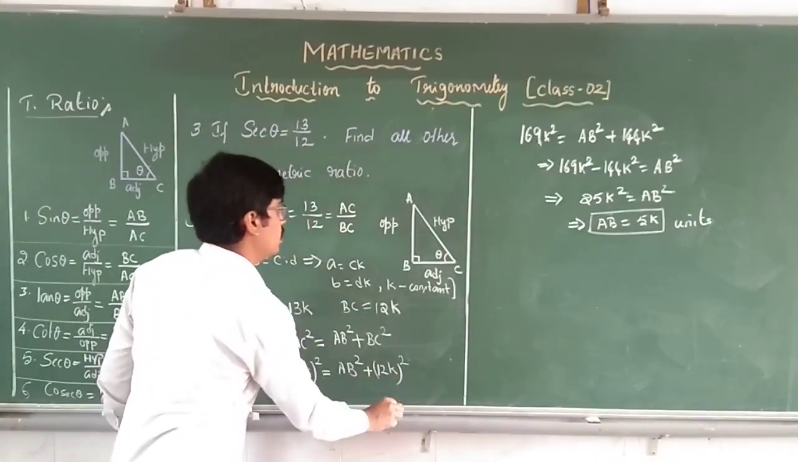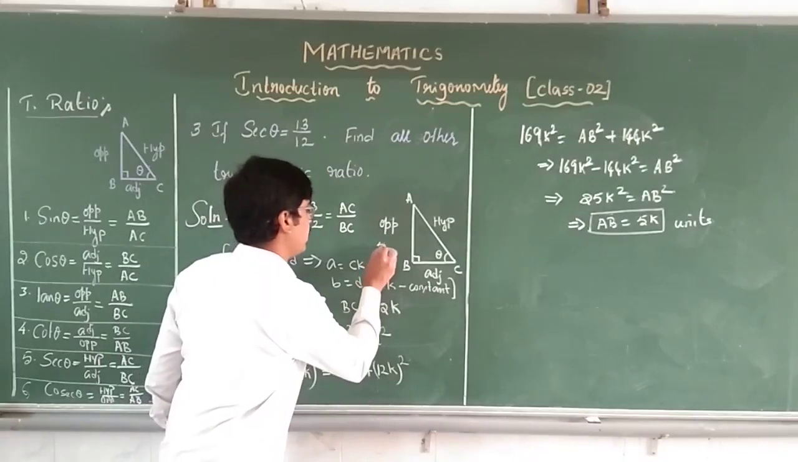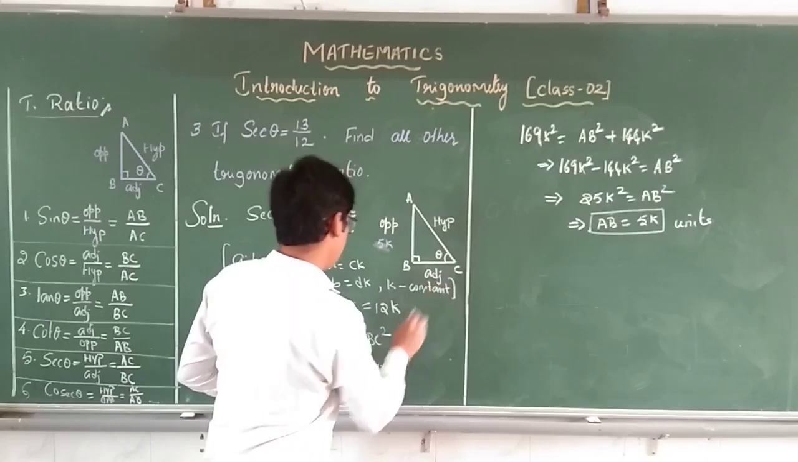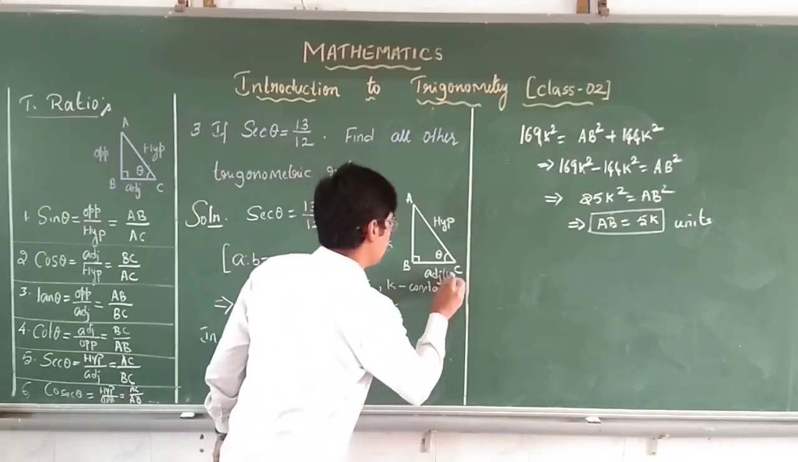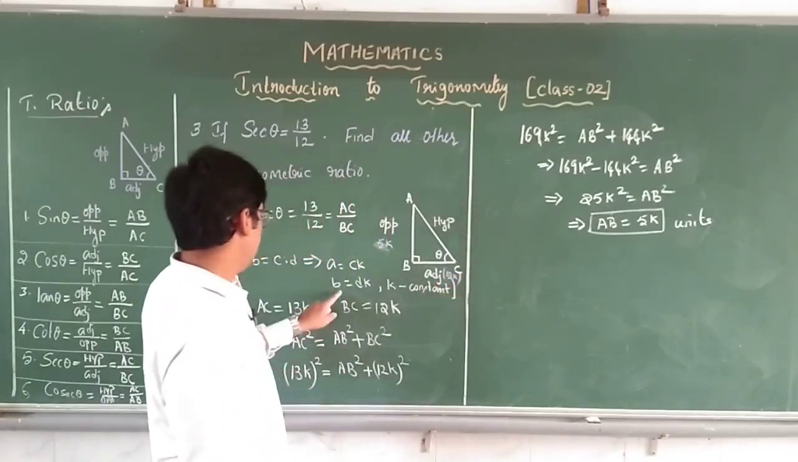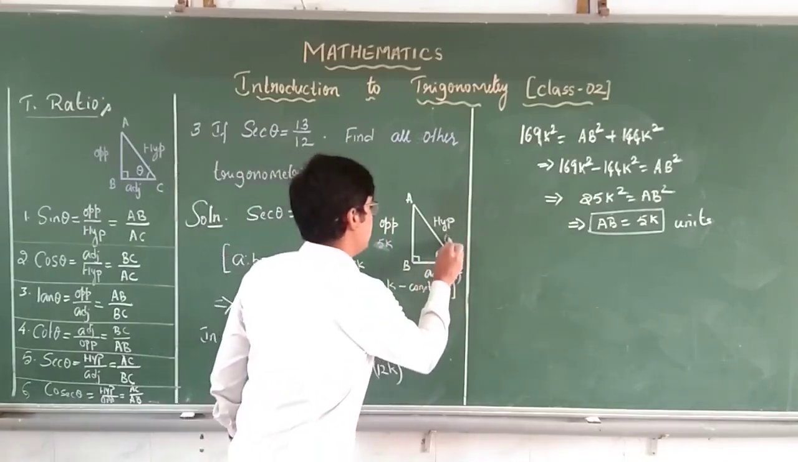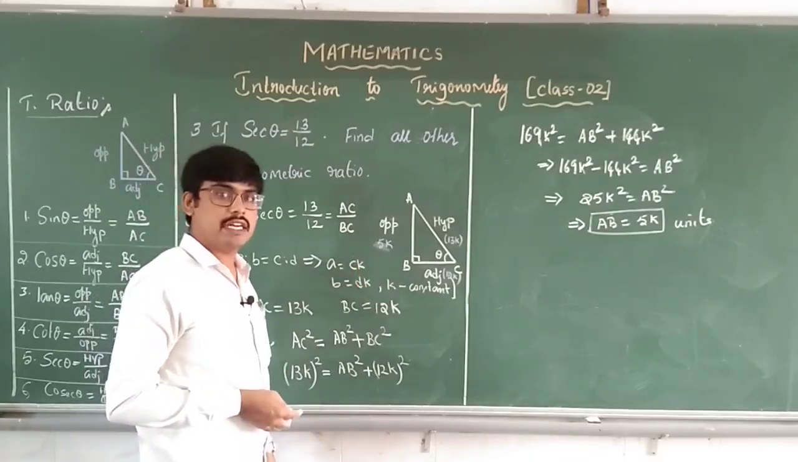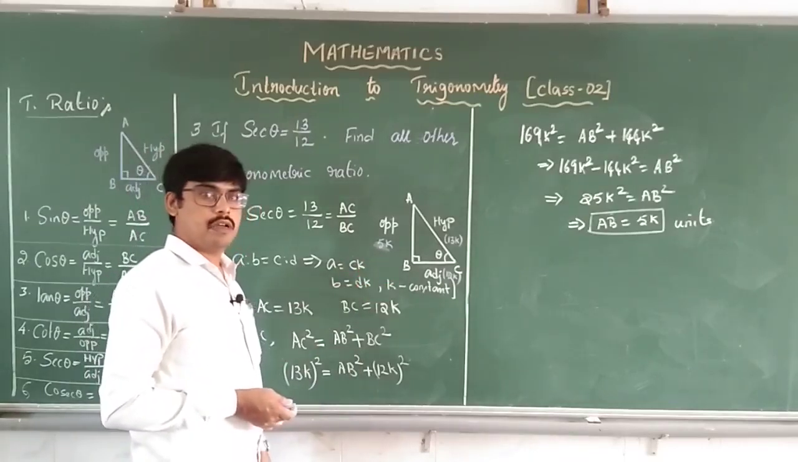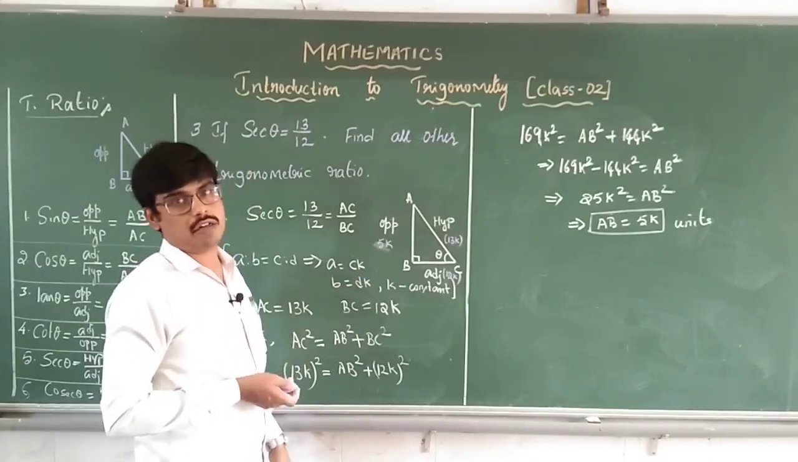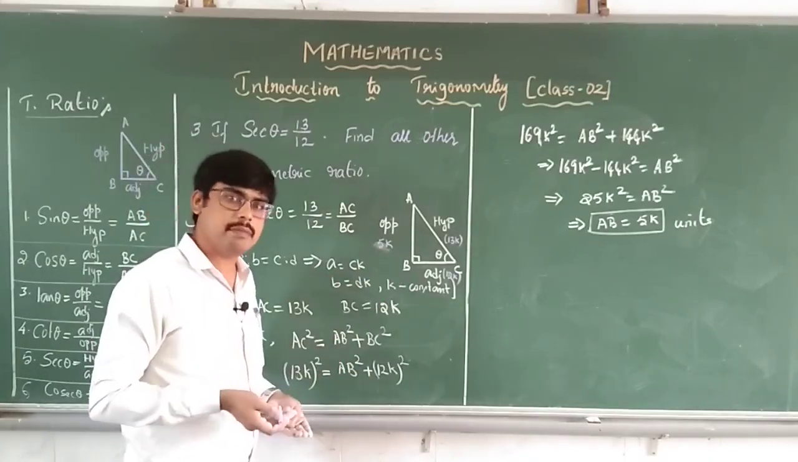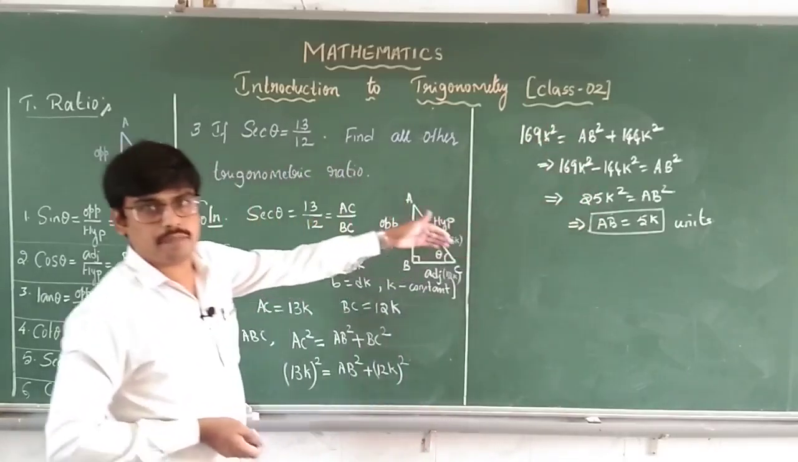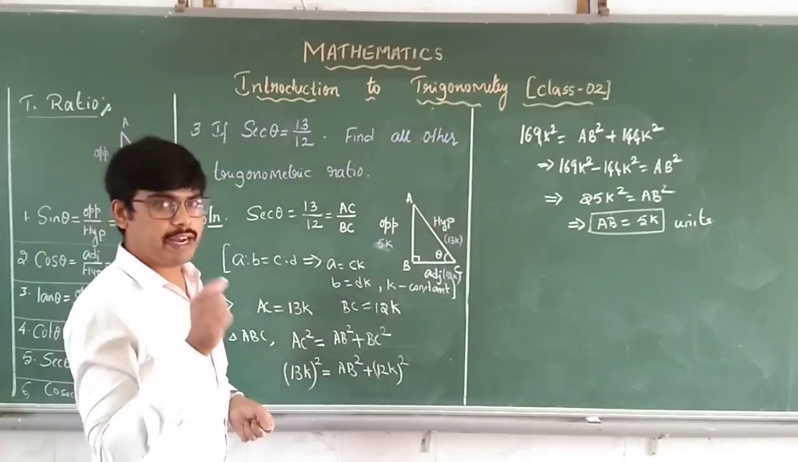Then AB is 5k, BC is 12k, and then AC will be 13k. We can memorize the Pythagorean triplets. 5, 12, 13 are Pythagorean triplets. 3, 4, 5 are also Pythagorean triplets. Some standard triplets can be memorized, then we can reduce the number of steps. We need to find the trigonometric ratios.